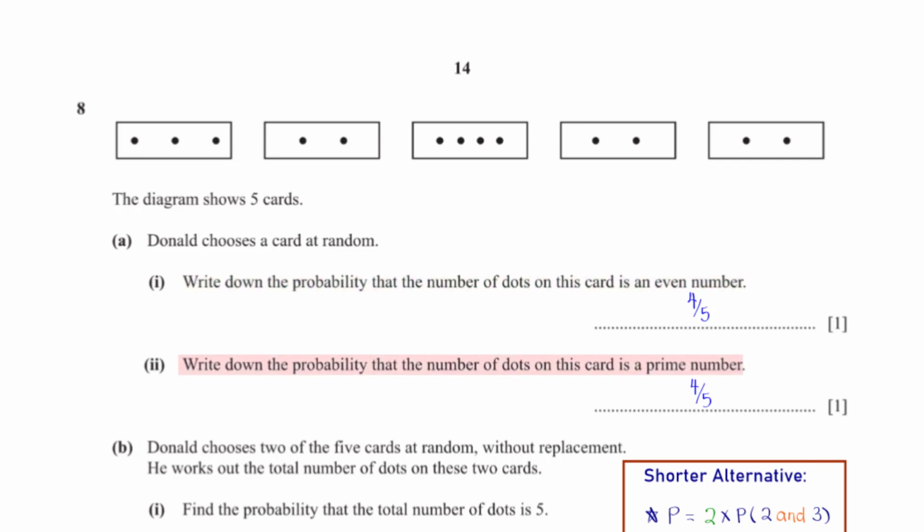Write down the probability that the number of dots on this card is a prime number. This probability is equal to the number of cards with a prime number of dots, which is 4, divided by the total number of cards, which is 5. So we have 4 over 5.